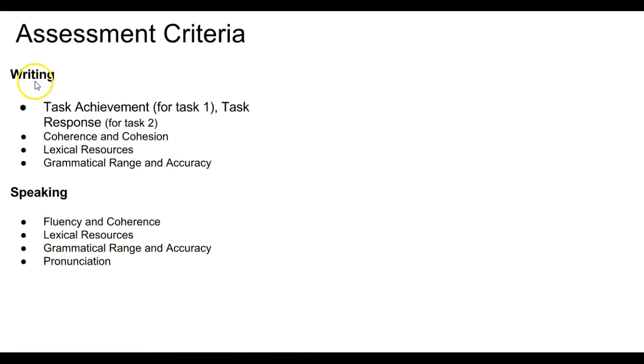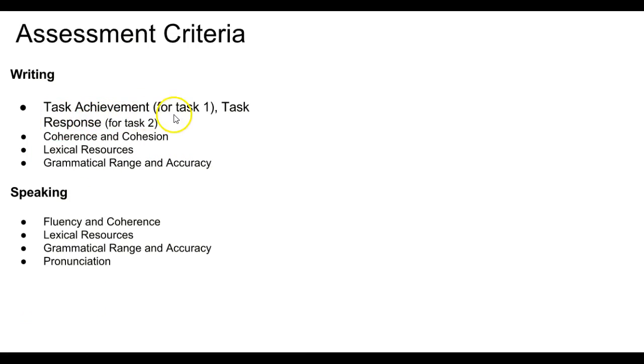For example, in the writing section, you have task achievement for task 1, task response for task 2 in the writing section, and the examiner will also look at things like coherence and cohesion, lexical resources, grammatical range, and accuracy.